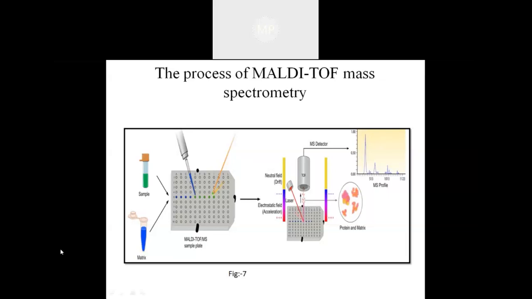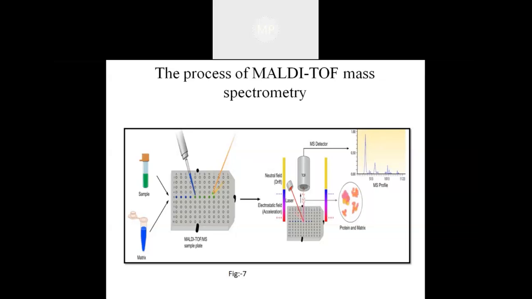So basically, these are the samples, and these are the samples, and these are the matrix. So the analyte solutions and the matrix solutions are combined together, and this is the MALDI-TOF MS sample plate. The molar matrix to analyte ratio is generally adjusted to around 1000 to 1, which is good for optimum MALDI spectra.